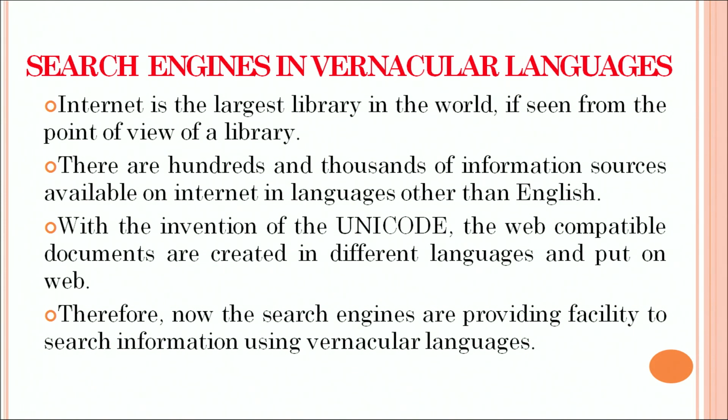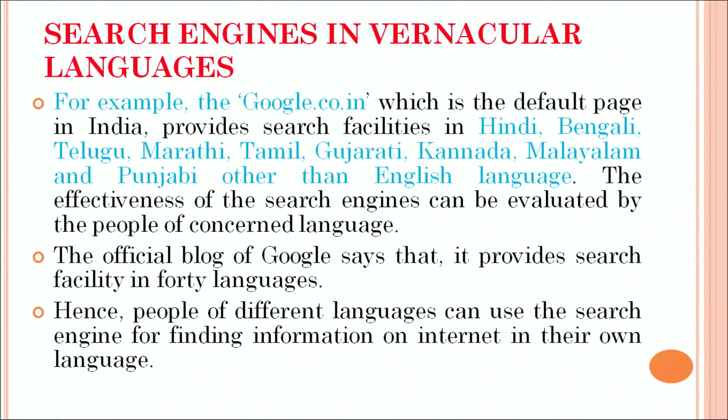information using vernacular languages. For example, Google.co.in, which is a default page in India, provides search facilities in Hindi, Bengali, Telugu, Marathi, Tamil, Gujarati, Kannada, Punjabi and many other languages other than English. The effectiveness of the search engine can be evaluated by the people of the concerned language. The official blog of Google says that it provides search facility in 40 languages. Hence, people of different languages can use the search engines for finding information on internet in their own language.